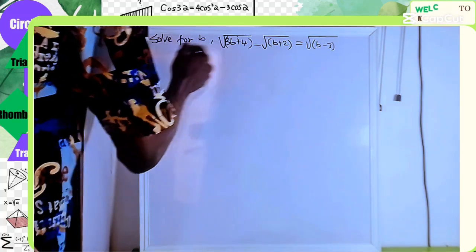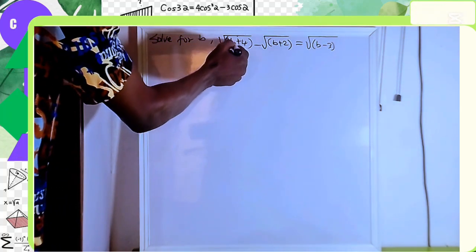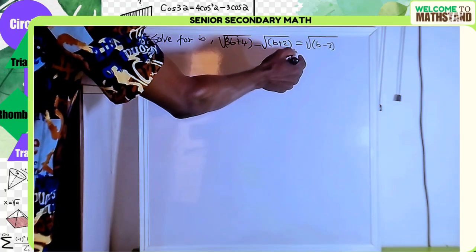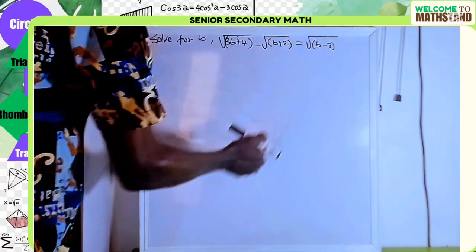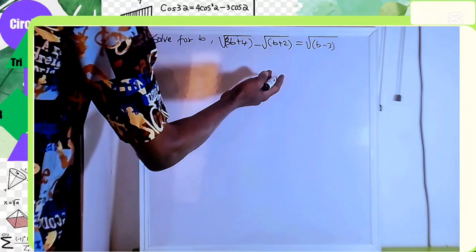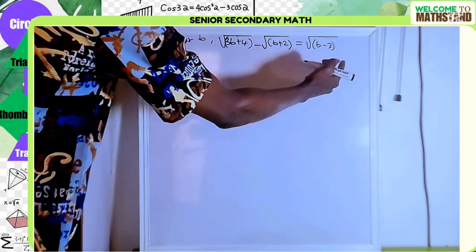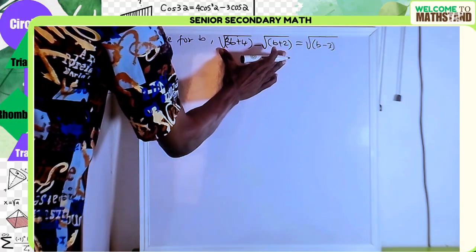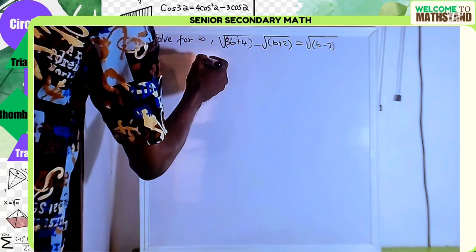You are given an initial equation to solve for b. We have square root of 3b plus 4 minus square root of b plus 2 equal to square root of b minus 3. How can you solve this? It's by taking the square of both sides of the equation. You take the square of this, you also take the square of these sides. So let's take the square.